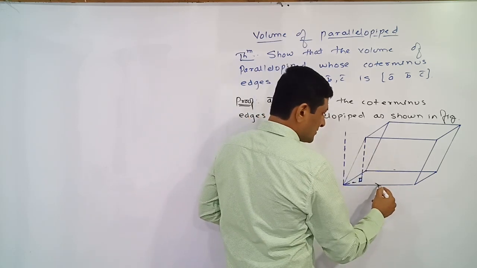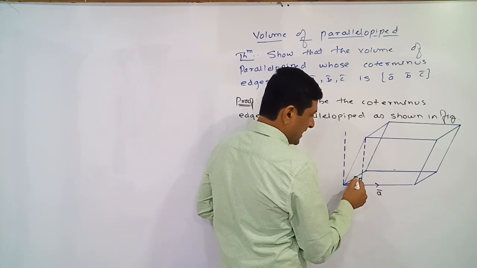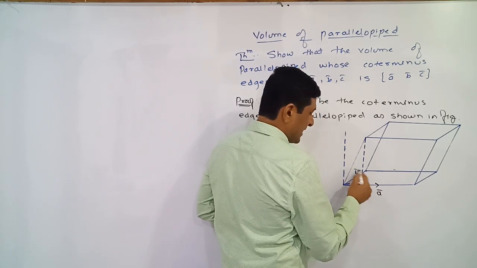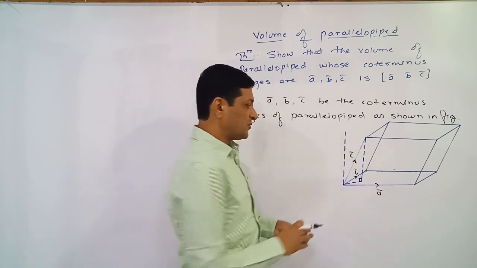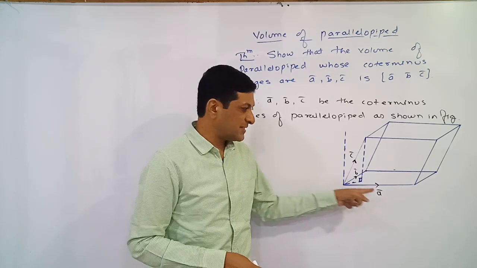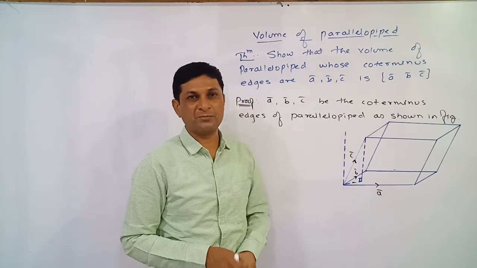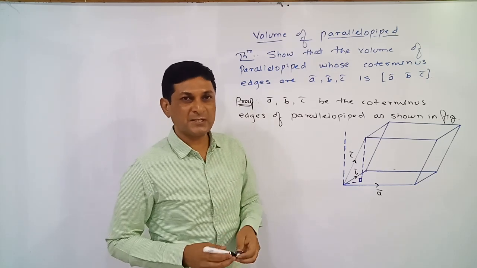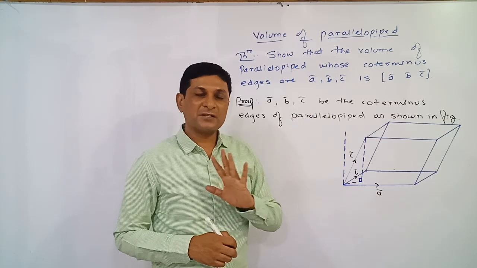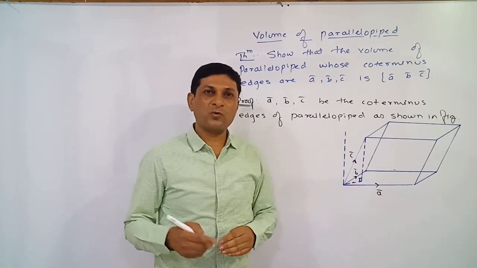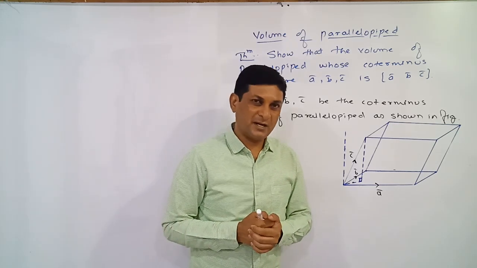So let us denote one edge by vector a bar, the second edge by vector b bar, and this third edge by vector c bar. From this we come to know that their initial point is the same, so a bar, b bar, c bar are the coterminous edges of this parallelepiped. Using this condition we have to prove that volume is equal to the box product. Let us revise the formula to find the volume of a parallelepiped or cuboid, which you have studied in your earlier classes.